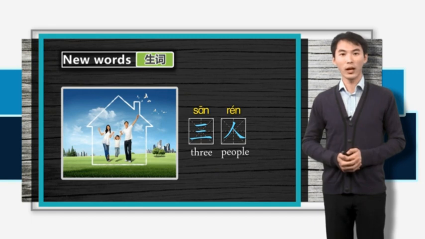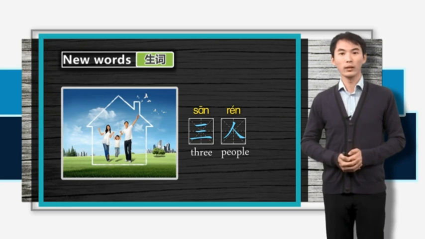However, in Chinese, there is always a measure word between the number and the noun. There are a large number of measure words in Chinese. Different nouns match with different measure words. So, it's very important for you to learn every noun with its matching word.